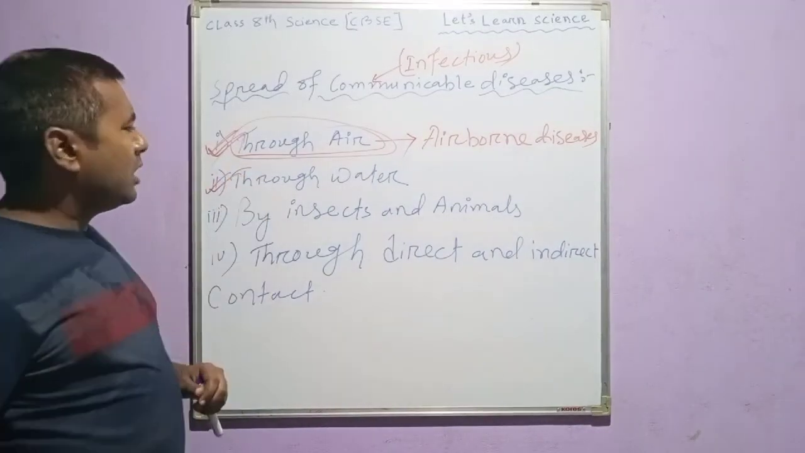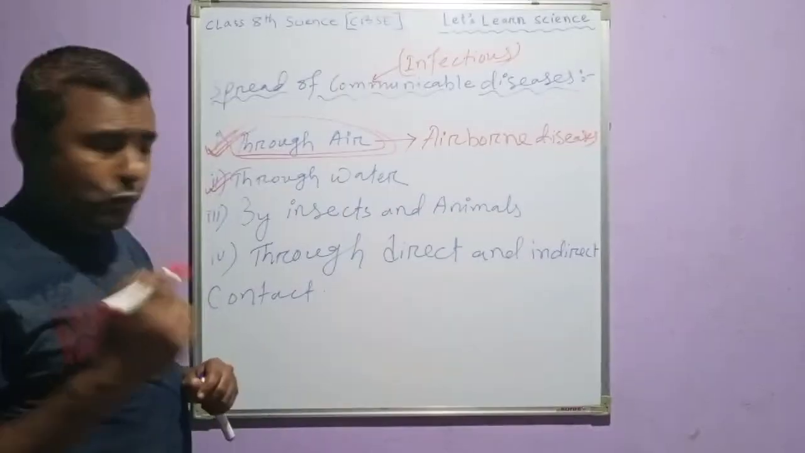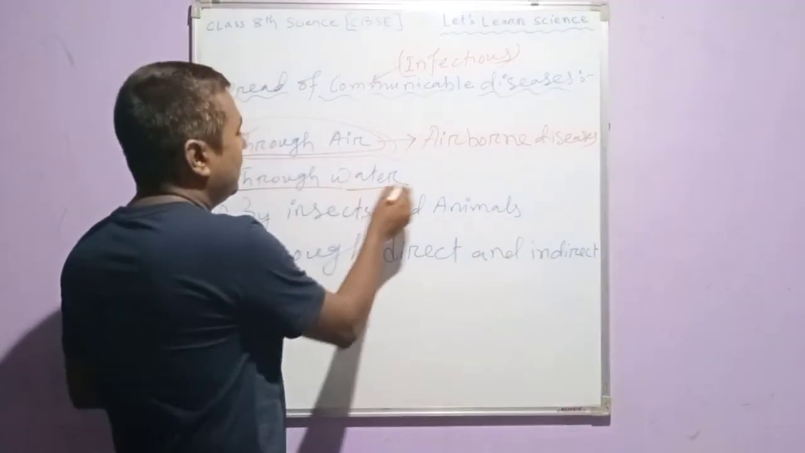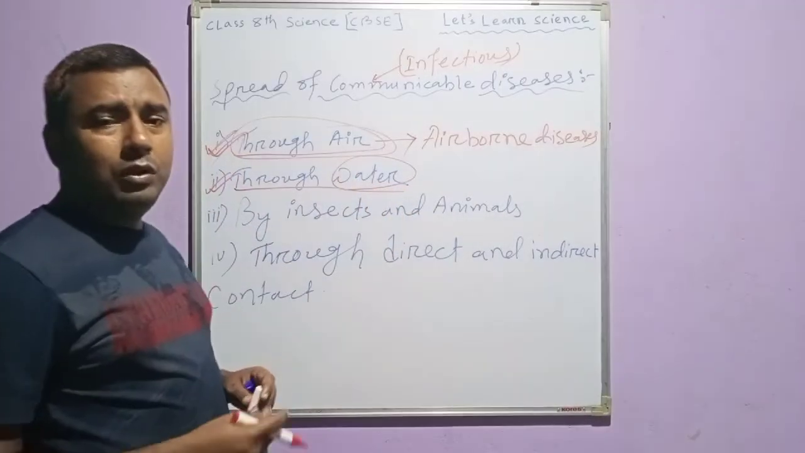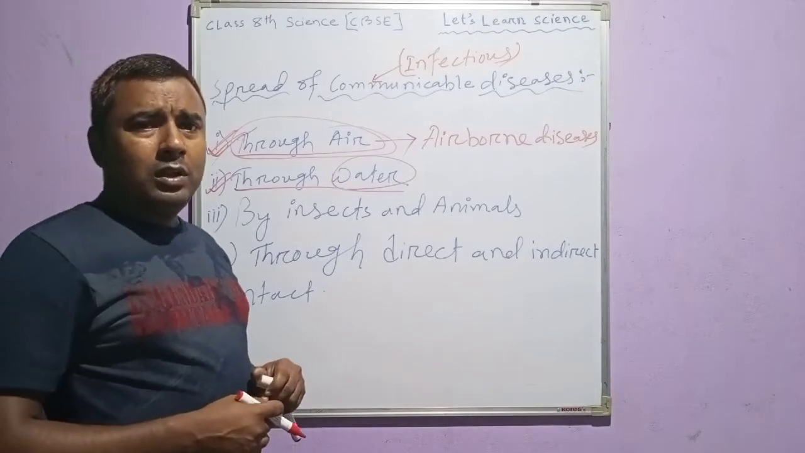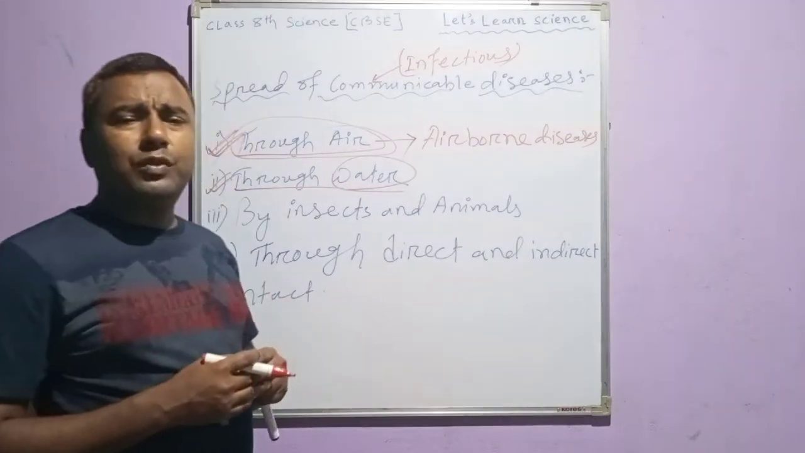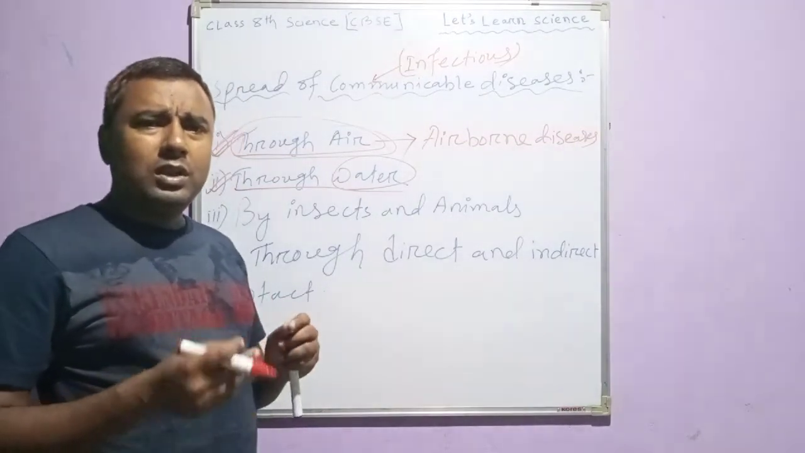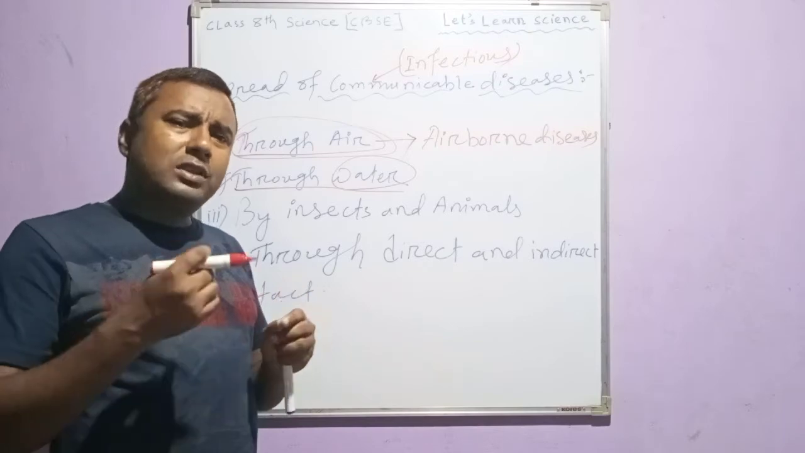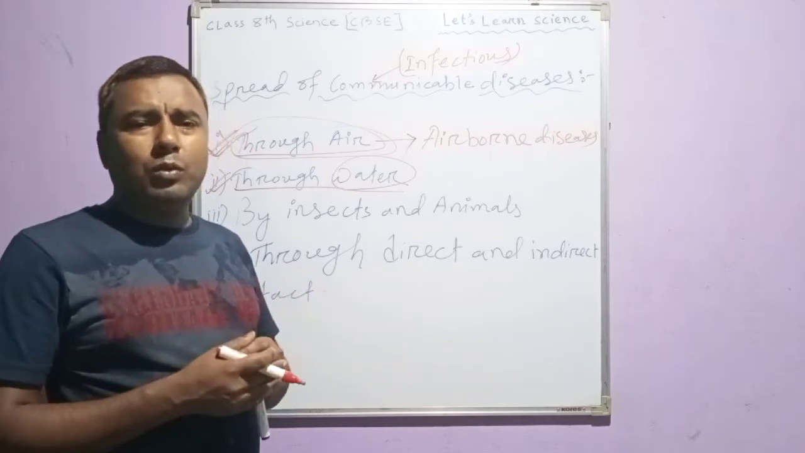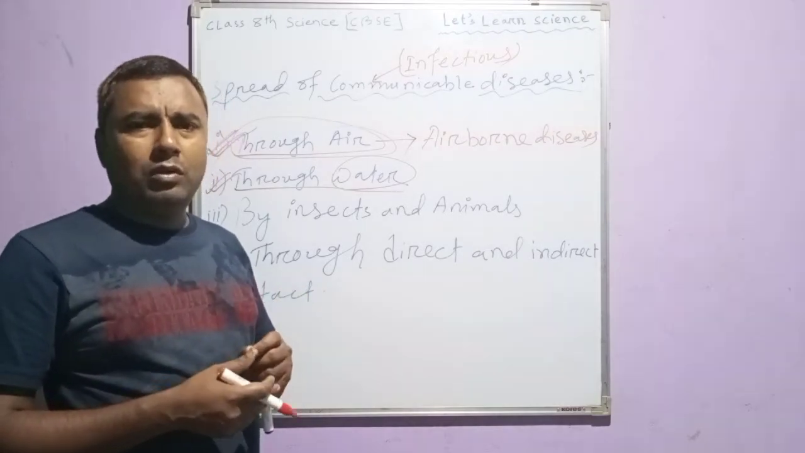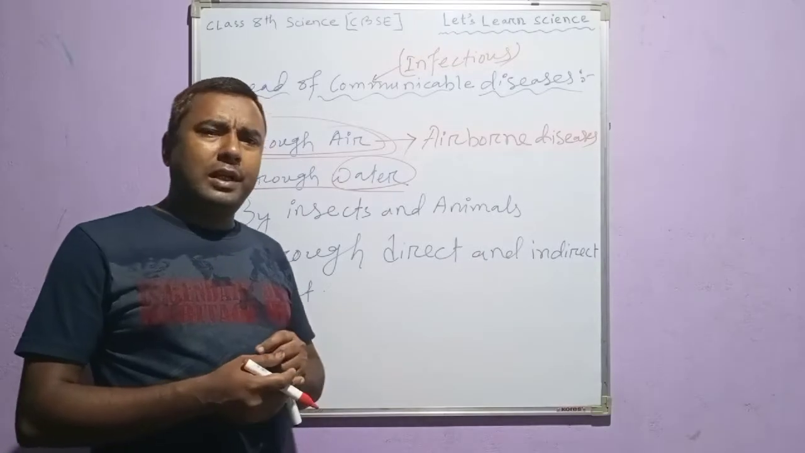Next, the germs spread through the water. Through water also they spread. Now the question is, how do they spread through the water? Because if there are germs in the water, then that water is called contaminated water. What water is called? Contaminated water.